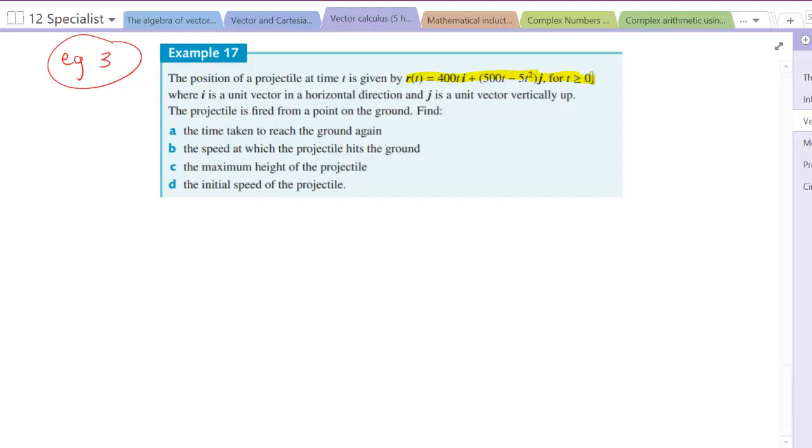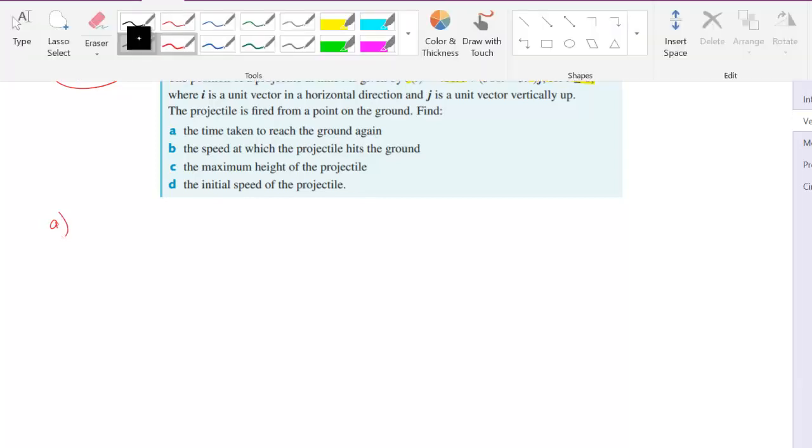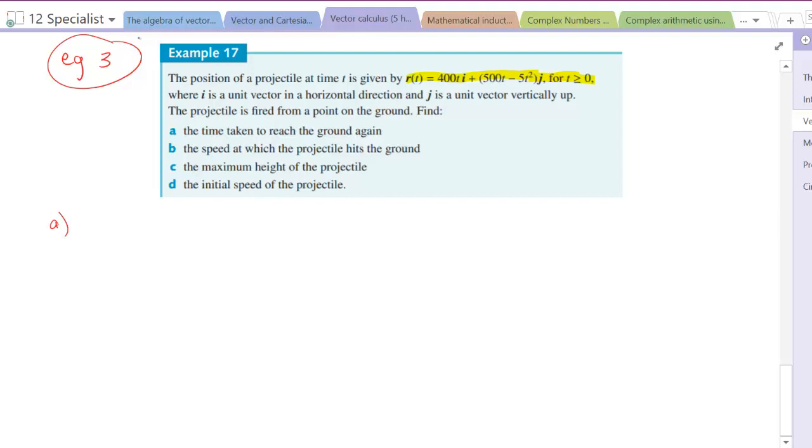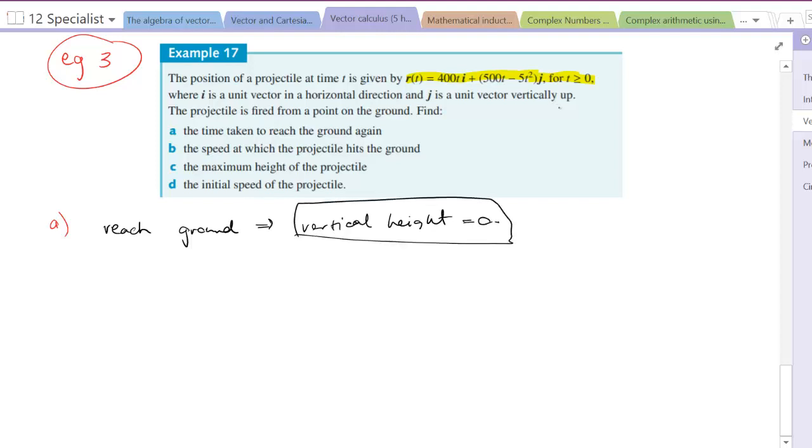So it initially asks us for part A, to calculate the time taken to reach the ground again. Now this is where we can start to think in a compartmentalized manner. For it to reach the ground, we should be able to logically come to the conclusion that the vertical height is equal to 0. Now if we use that, the vertical position, r_v, is 500t subtract 5t squared.